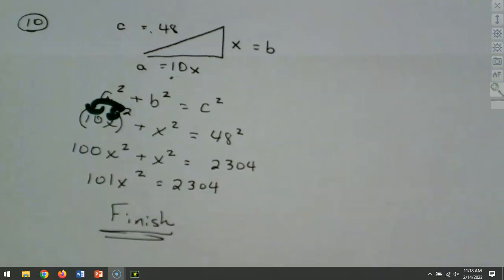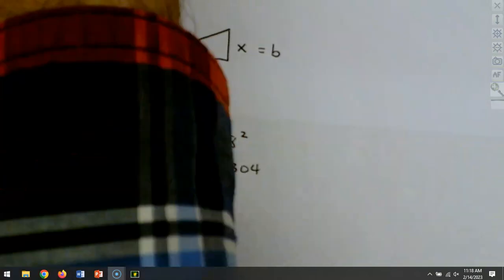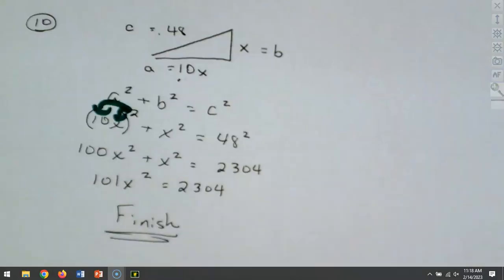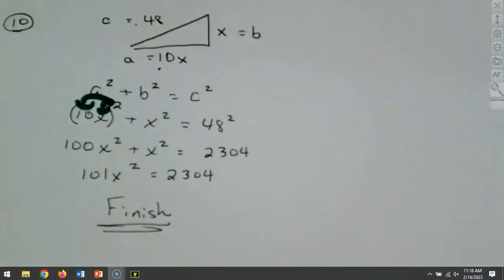Don't worry about the negative answer because this is a height. And can a height be negative? No. So the only one you really need to worry about is the positive case.